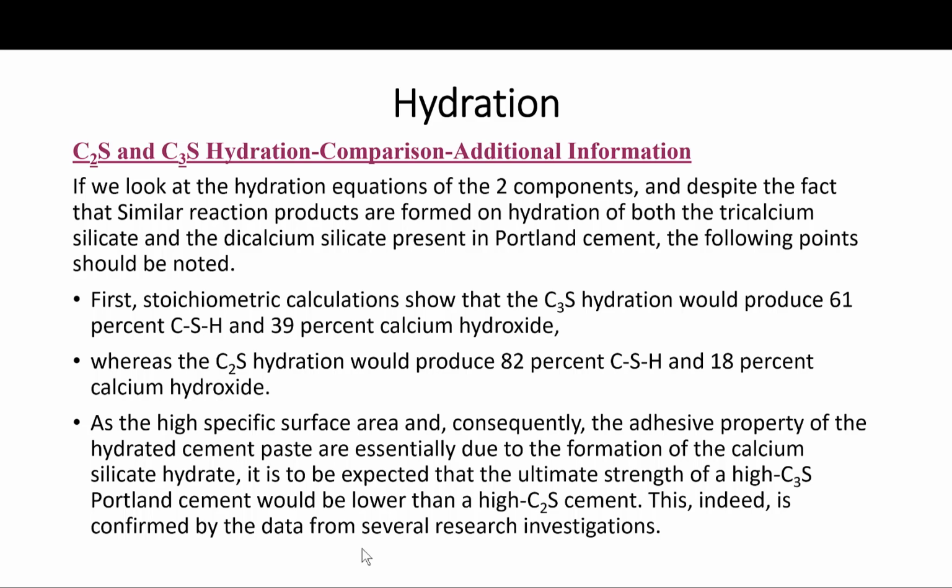Interesting. So, as the high specific area and consequently the adhesive property of the hydrated cement paste are essentially due to the formation of the calcium silicate hydrate, it is to be expected that the ultimate strength of a high C3S Portland cement would be lower than a high C2S cement. Okay, this is indeed confirmed by the data from several research investigations.